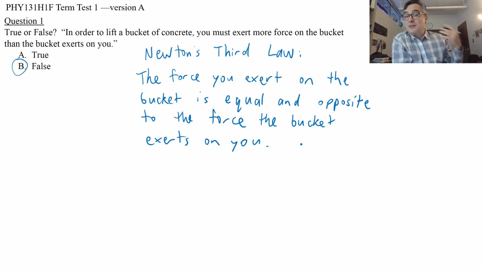Now, the net external force on the bucket, including gravity and the force that you're pulling on it, must be upward in order to get it to lift, but that's not what's being asked.